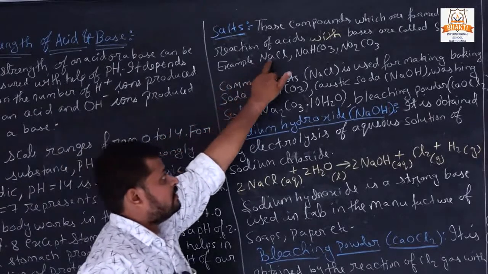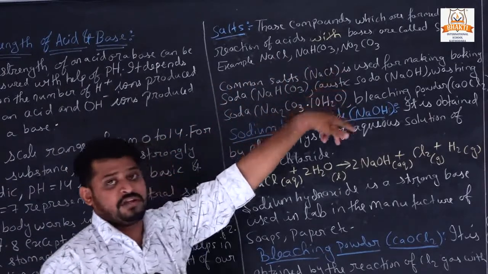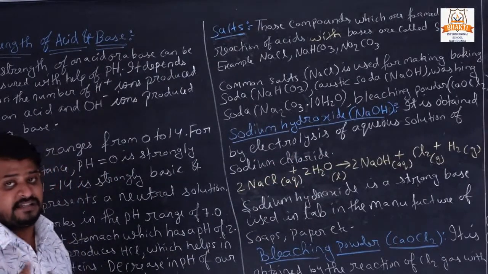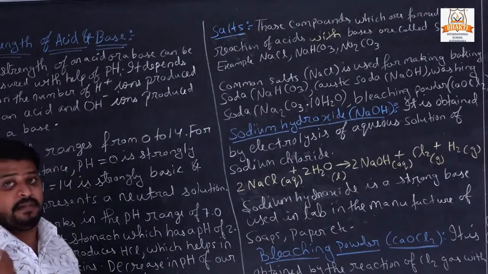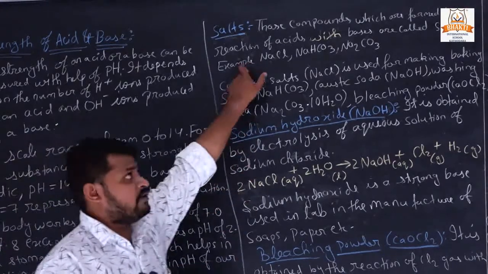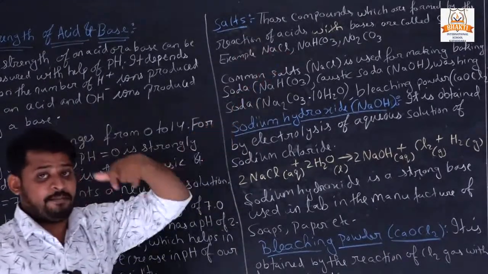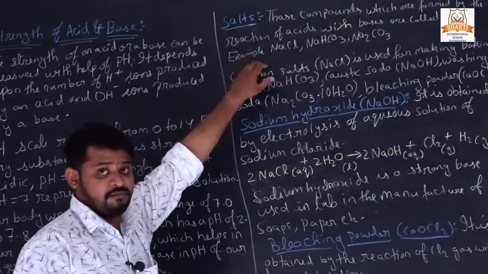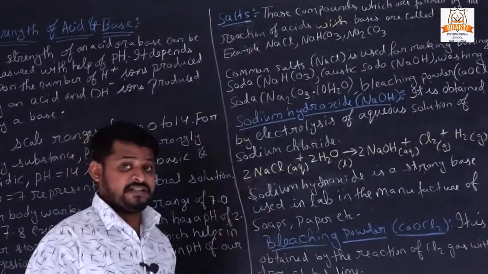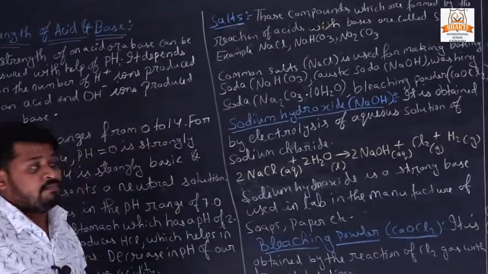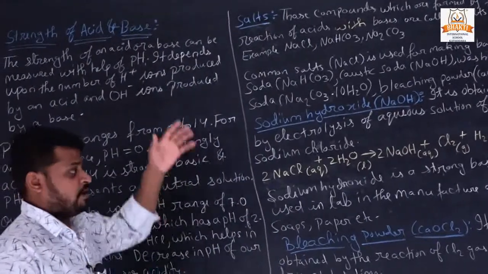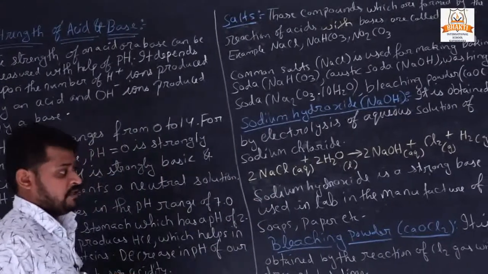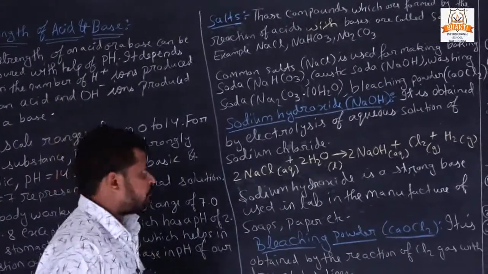Examples are NaCl, NaHCO3, Na2CO3. When I was explaining the reaction between acid and metal, base and metal, the word NaCl came up. I told you that in our next video I will explain what NaCl is and how it is used in so many substances. Now we are going to study the uses of NaCl that is present in so many products.